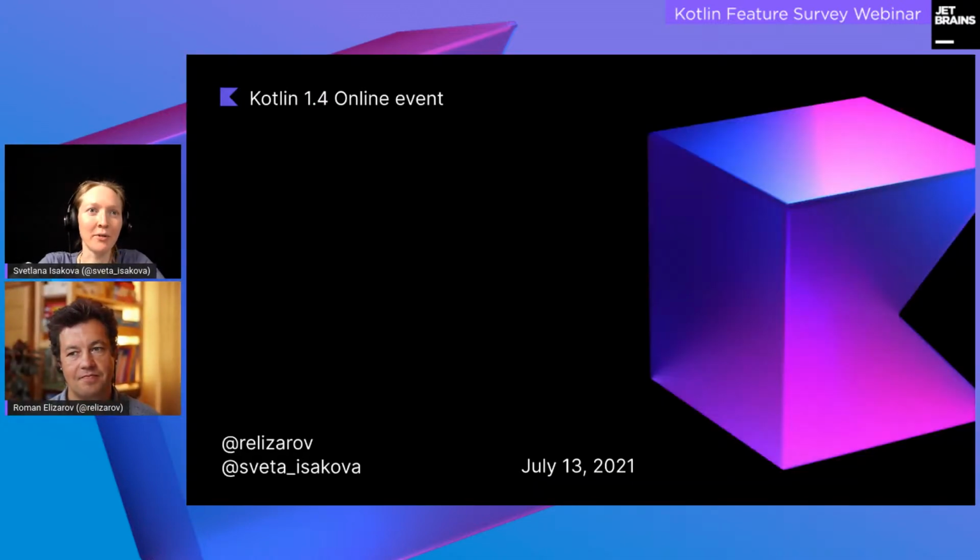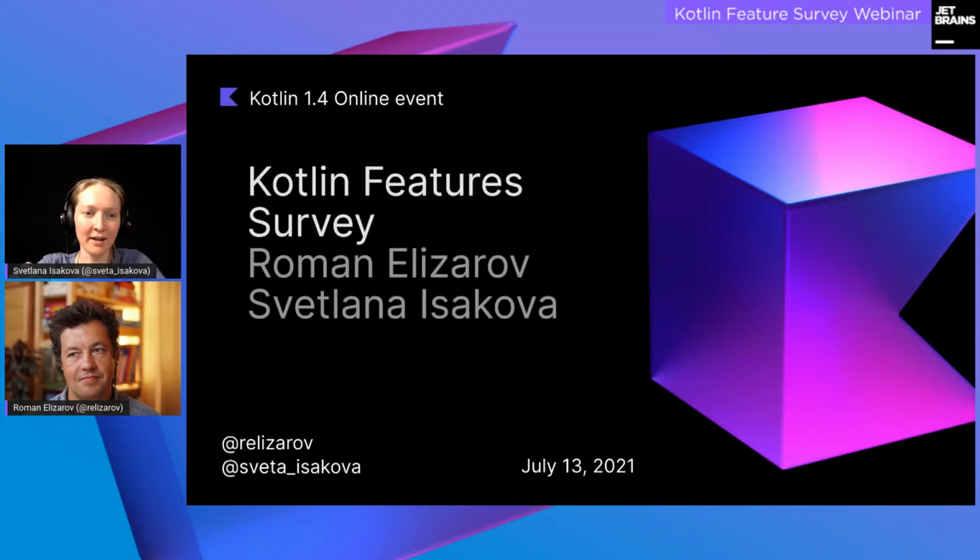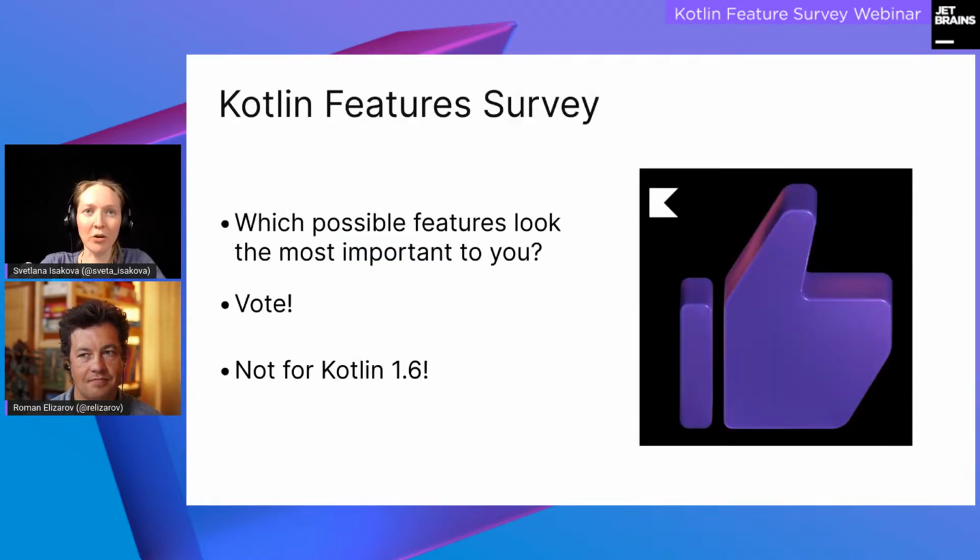So let's begin. We think you've already seen our survey. The idea of the survey is that you can share your opinion of which possible features in the language look the most important personally to you and your use cases. And we need this general picture in order to prioritize things for the future. Important note: it's not for Kotlin 1.6.